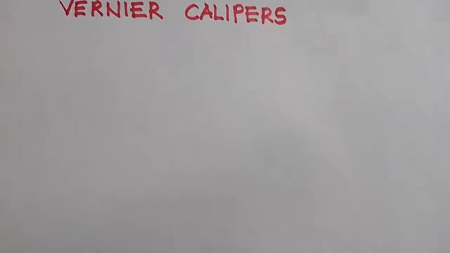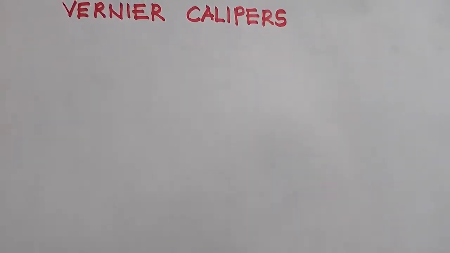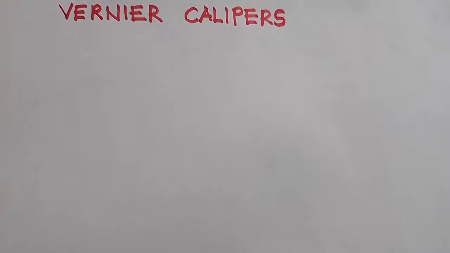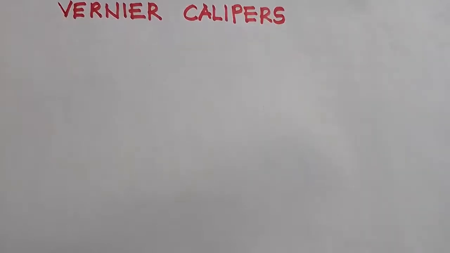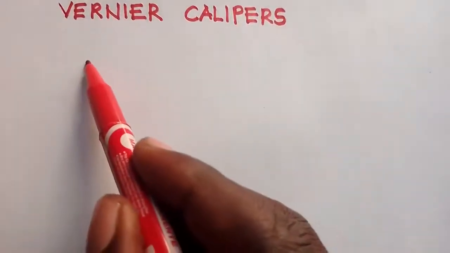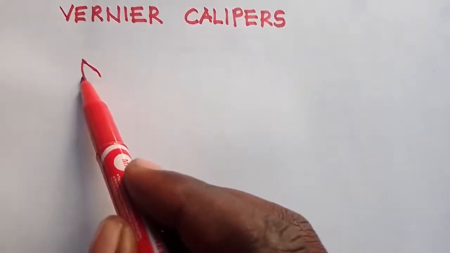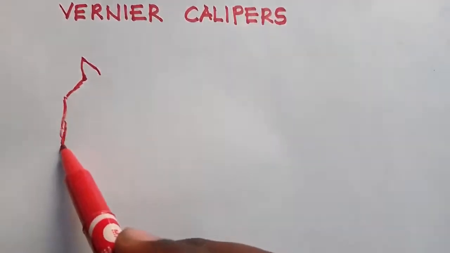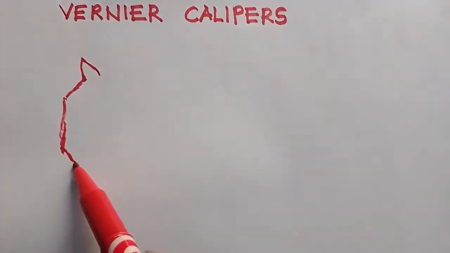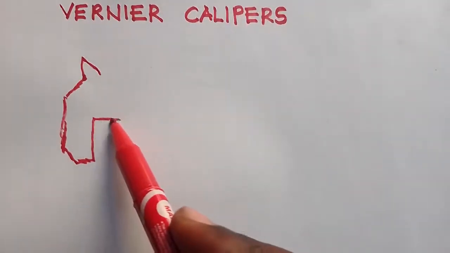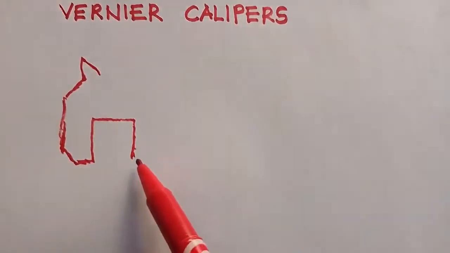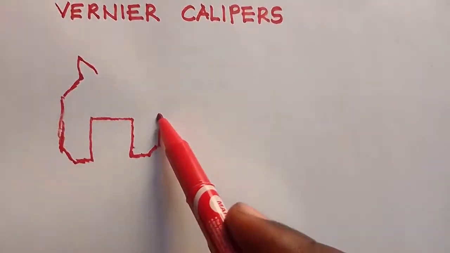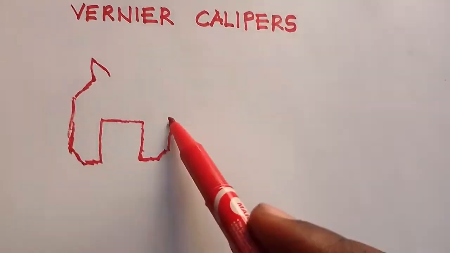A Vernier calipers, so we are going to look at a Vernier calipers. I'm not good at drawings, but I'm going to try my best so that we understand what a Vernier calipers is and how it looks. A Vernier calipers is like this. This is how a Vernier calipers is. So this is what we are going to get.